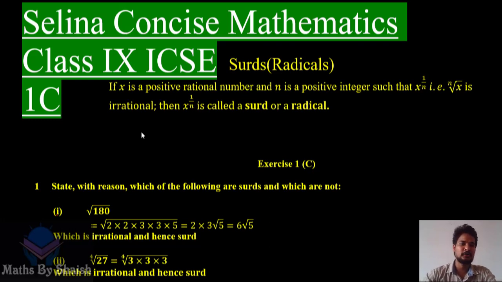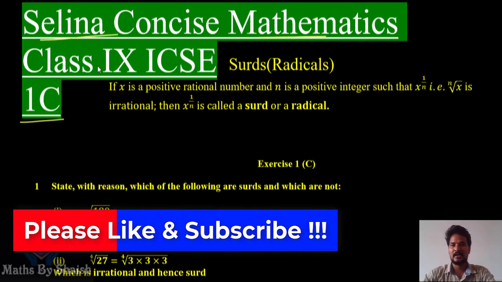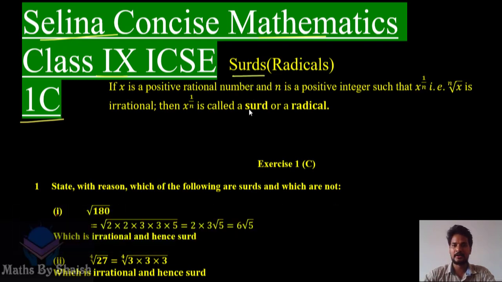Today in this video we are going to discuss the solutions of exercise 1C from Selina Concise Mathematics class 9 ICSE. And in this topic we are going to have surds and rationalizing factors. So surds are basically if x is a positive rational number and n is a positive integer such that x to the power 1 by n is irrational. So it cannot be this number. If you have, let's say, the square root of 4, or second root of 4, this is 2, which is not an irrational number, then it would not be a surd. Otherwise it is always going to be a surd, or we sometimes call it radicals.